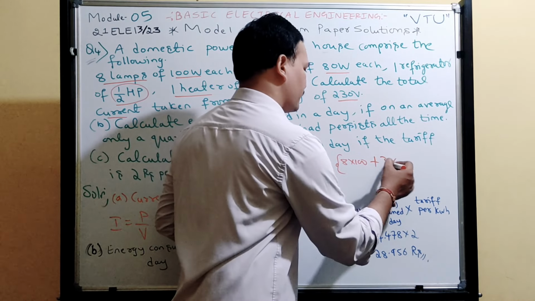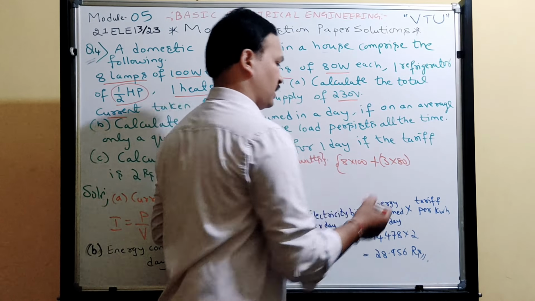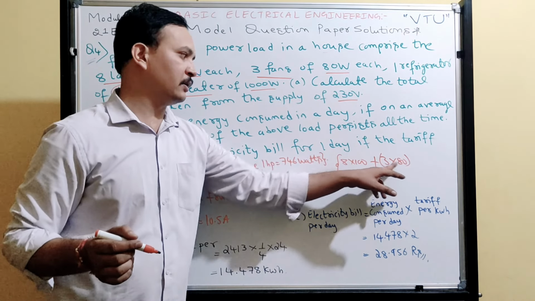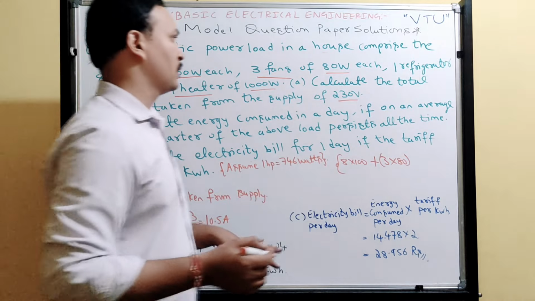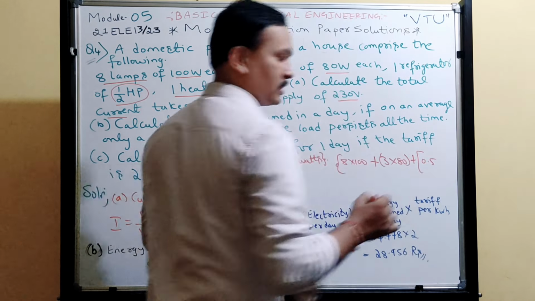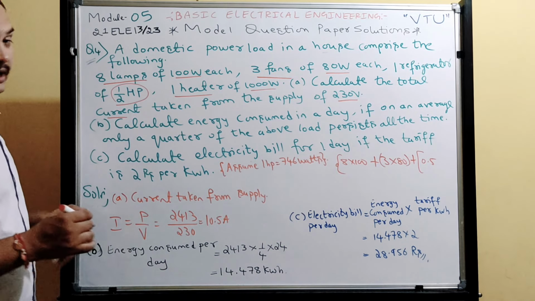Each fan rating is 80 watts. If I operate all the fans, this much power is going to be consumed: 80 into 3, 240 watts. And they have one refrigerator with a rating of 0.5 HP.